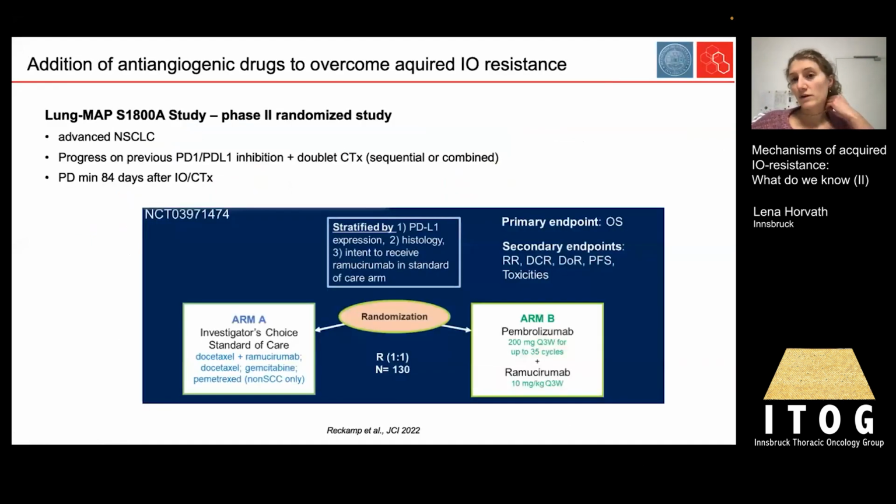And so there has been one very interesting study published last year. It's the so-called LungMAP study. It was a phase two randomized study in advanced non-small cell lung cancer patients that had previous treatment with immunotherapy and chemotherapy. So this was a study that investigated the setting of acquired IO resistance. And the patients were stratified to a standard arm that was docetaxel-ramucirumab or docetaxel or gemcitabine or pemetrexed alone. And the investigational arm was pembrolizumab and ramucirumab.